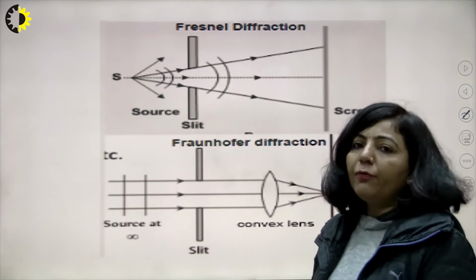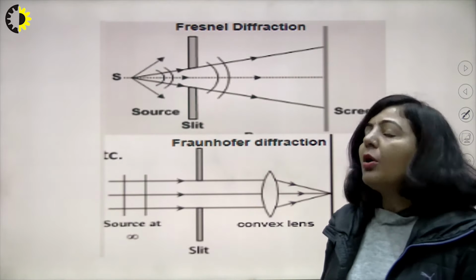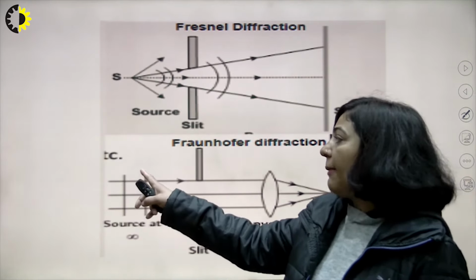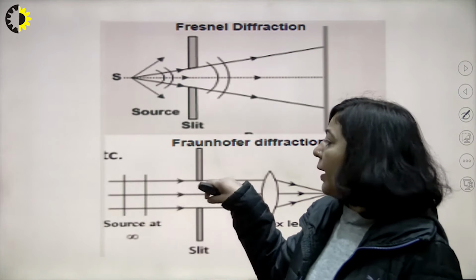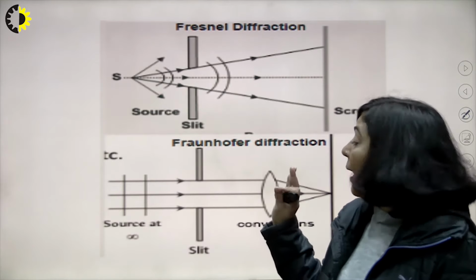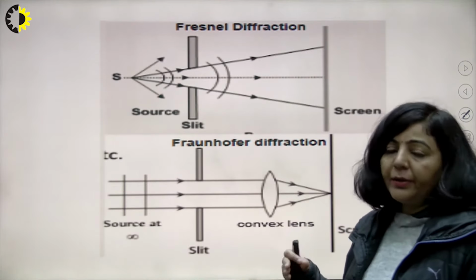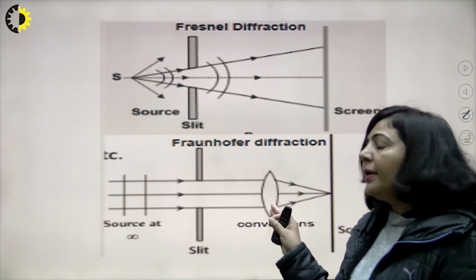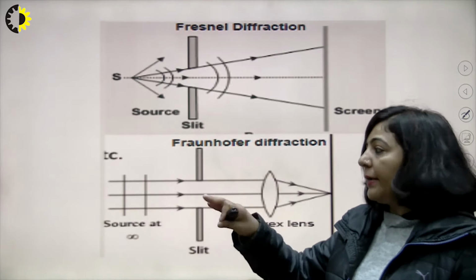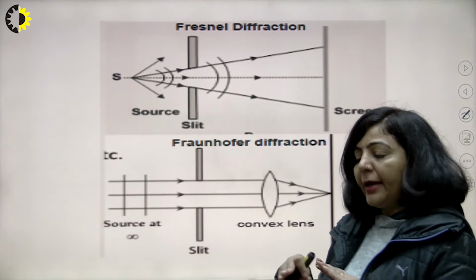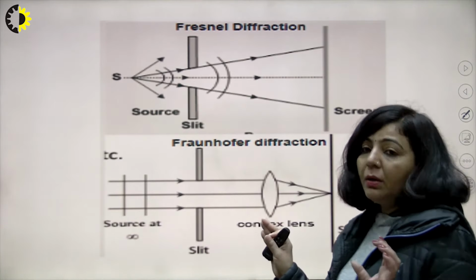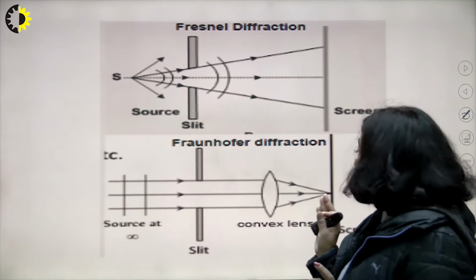In case of Fraunhofer diffraction, we have to use convex lenses. Two convex lenses are used. The first one is kept over here, and with the help of that lens, we get parallel light rays, and those parallel light rays illuminate this particular slit. And there is another lens with the greater radius of curvature. This second lens is placed between slit and screen. The role of the first one is to make the light rays coming from infinity parallel, and the role of the second lens is to converge the diffracted light rays over the screen.